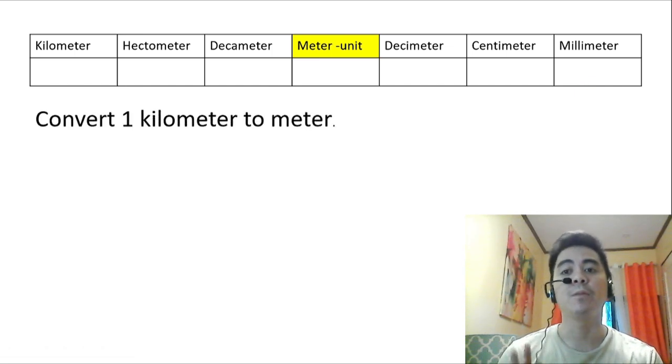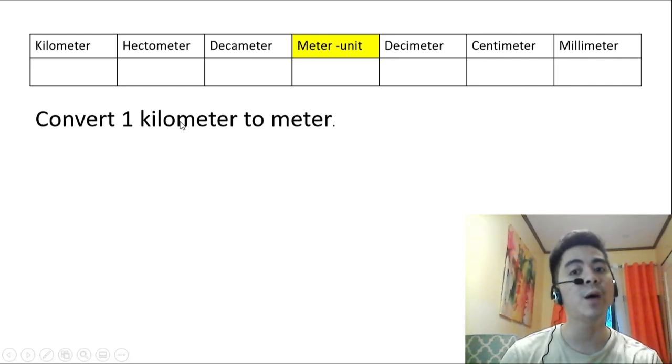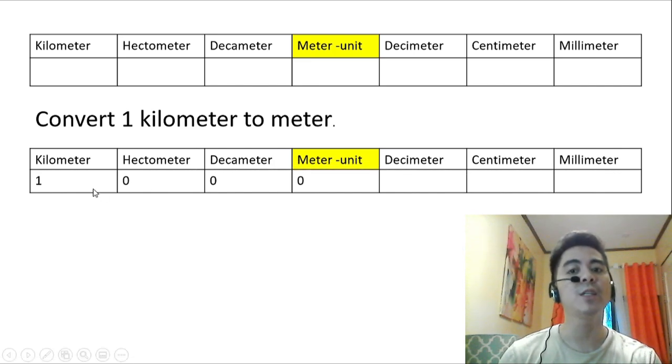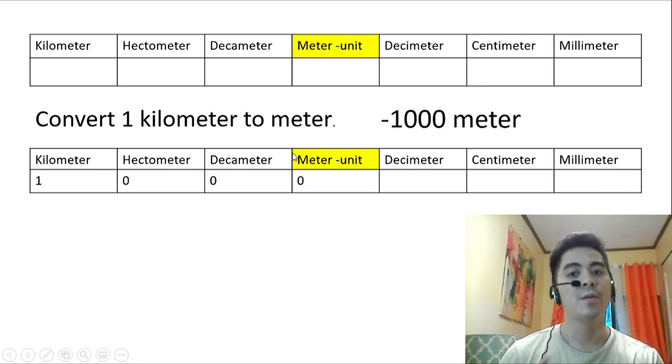If you're asked to convert 1 kilometer to meters, what will we do? How many meters are in 1 kilometer? There are 1,000 meters in 1 kilometer. We just add zeros going from kilometer to the meter. We have 1 kilometer, and adding zeros going to meter, the answer is 1,000 meters.